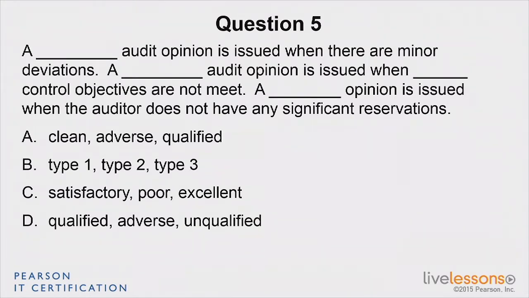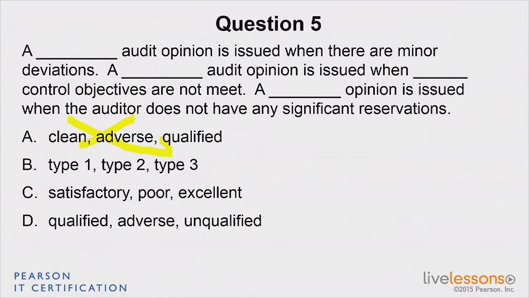So let's read through these. Hopefully you actually put them in ahead of time. You got them on your own, but let's read through. A clean audit opinion is issued when there's minor deviations. We said clean meant everything was fine. So that's not going to work because we're saying there are minor deviations. So we're going to get rid of that answer. Type 1, Type 2, Type 3, that's a red herring just to throw you off.